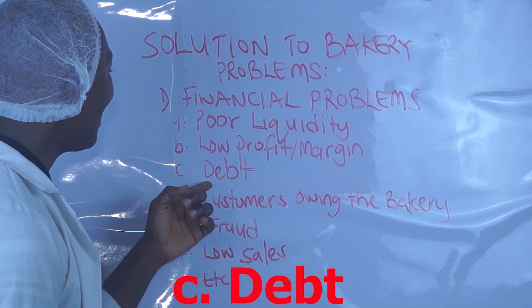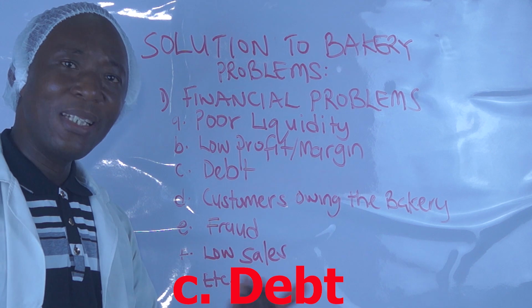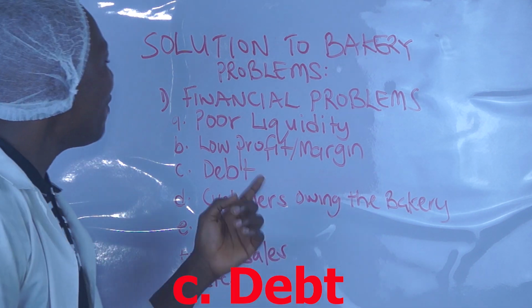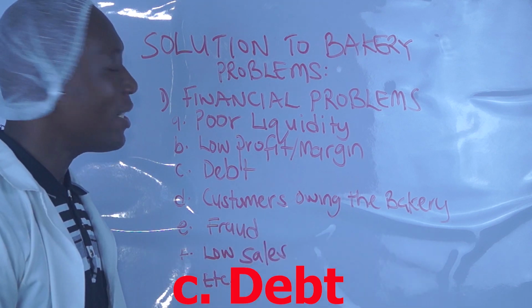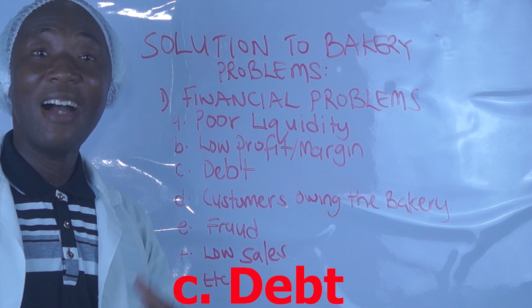That is why before you get any loan, you have to be able to look at it. Can it accommodate the profit that we're making? How long are we going to be able to pay back? Because if you get the loan, it is going to turn into a debt and you have to pay back. That is where so many bakeries are having issues.